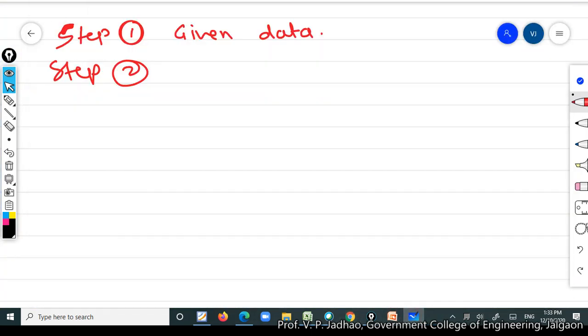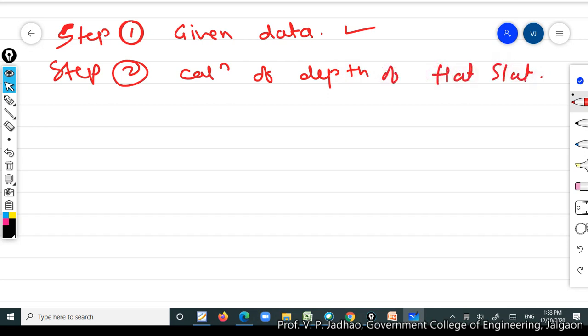Okay, so we'll see one by one the steps for design of this particular flat slab. Step number 1: let us consider, we will write whatever data is given. Step number 2 is calculation of depth of the flat slab. So how will we be calculating the depth of the flat slab?